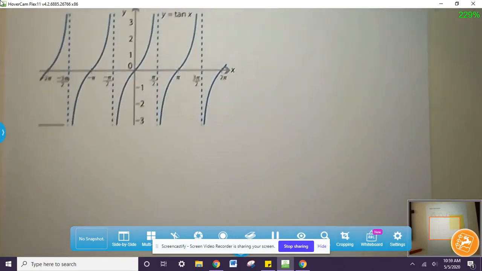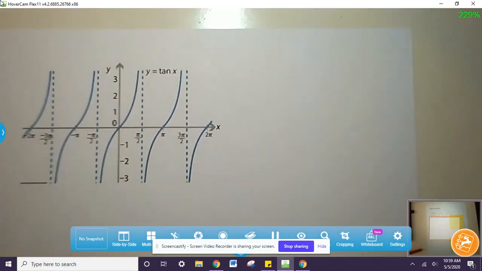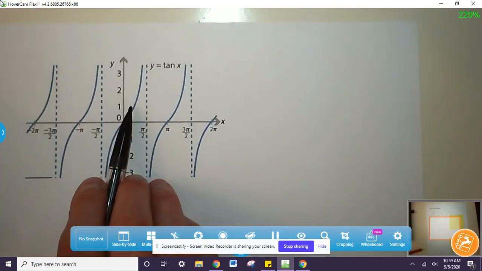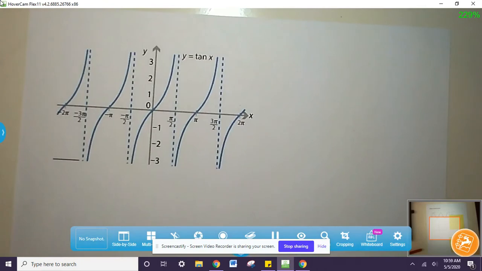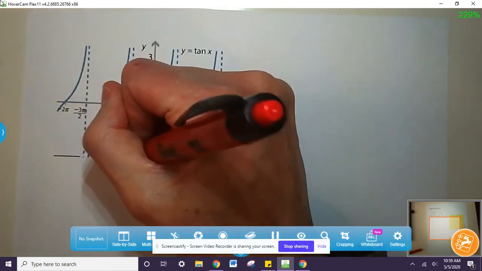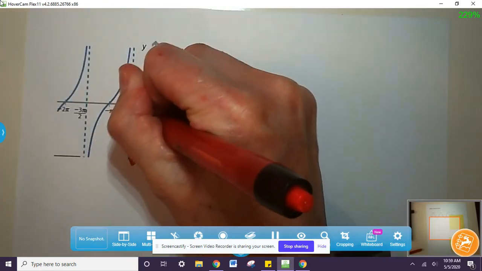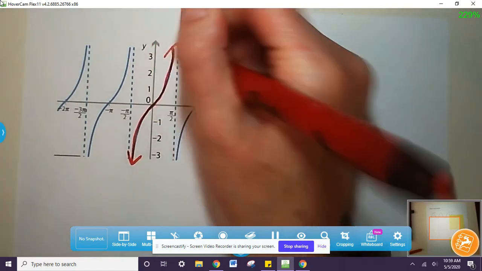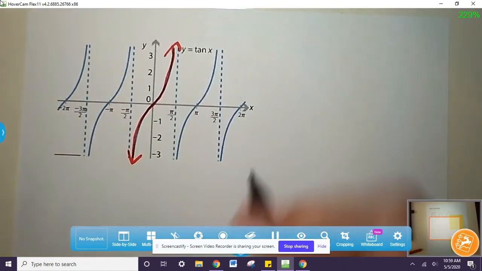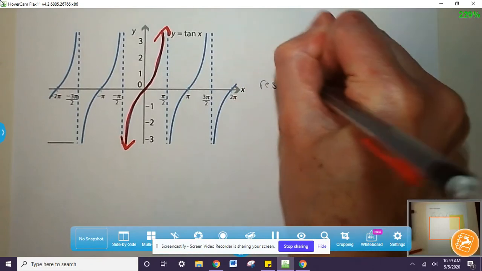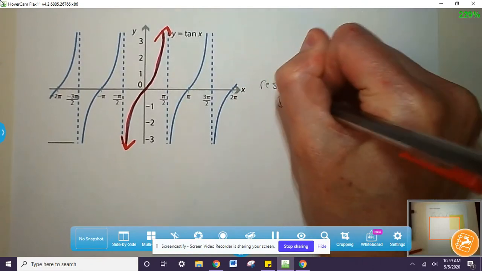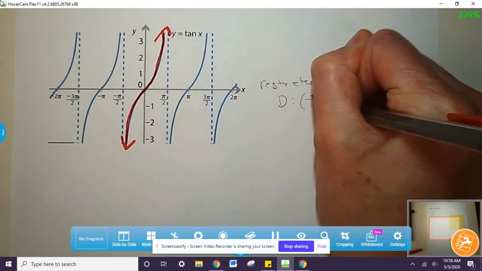So last one here is the tangent graph. Looking at tangent, this is not one-to-one. This fails the horizontal line test very badly. So what we're going to do is focus on this one piece right here. And that's the restricted domain we're going to use. So the restricted domain that we're going to use goes from negative pi over 2 to positive pi over 2.